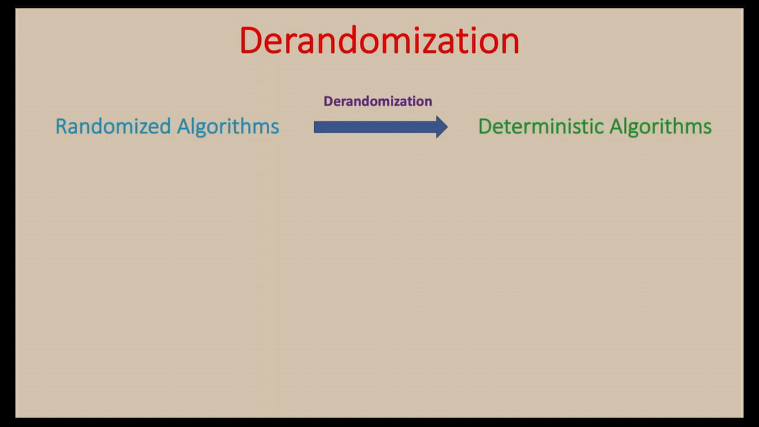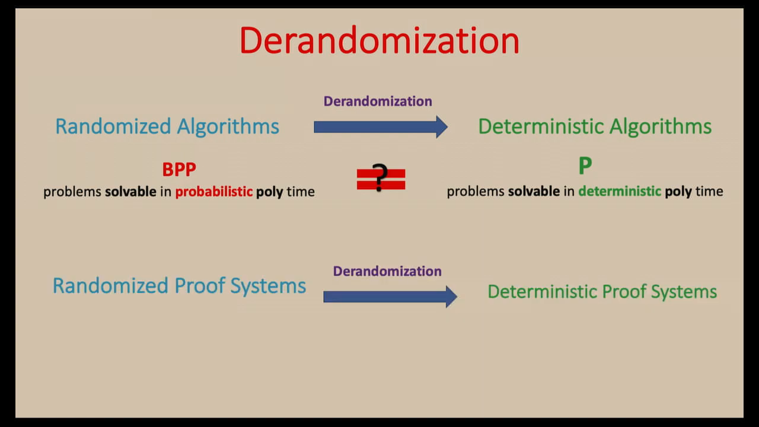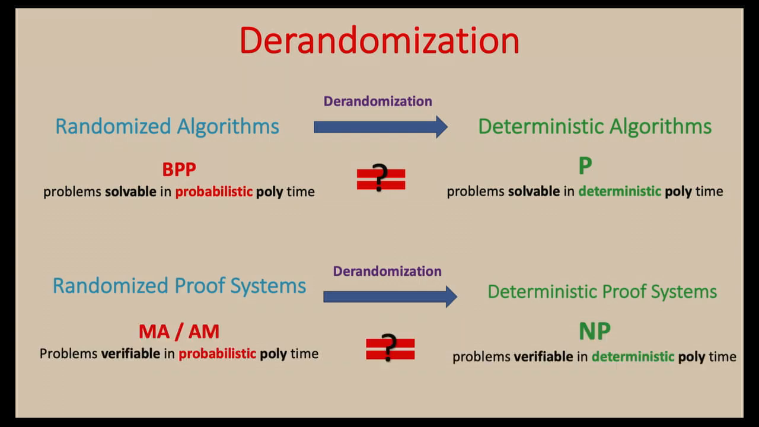So derandomization, as the name suggests, means the process of converting a randomized algorithm into a deterministic algorithm. And more formally, it's asking something like whether BPP equals P. I think you all know this, but let me just quickly remind you of the terminology. And besides algorithms, we also love proofs. You can ask the same question regarding proof systems. So more formally, you can ask whether randomized proof systems, such as Merlin-Arthur, can be derandomized into deterministic proof systems like NP. So maybe more fine-grained versions of these two questions will be the focus of this survey talk.